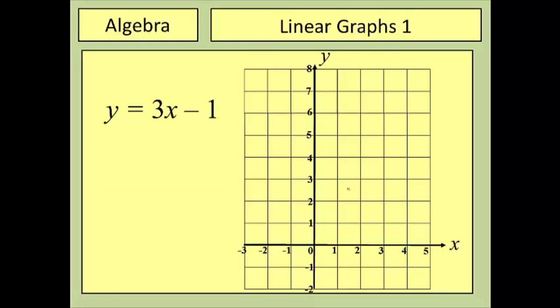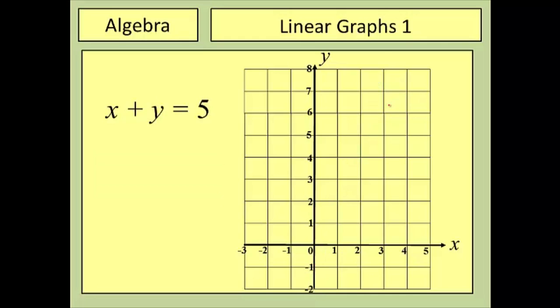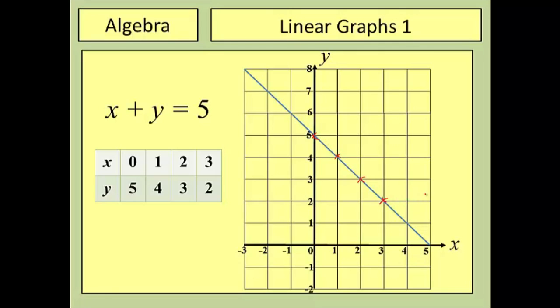Question number 2, your table of values should look like this, with the following points: 0, -1, 1, 2, 2, 5, and 3, 8, with your straight line graph looking like that. And the very final one, your table of values should look like this, with coordinates 0, 5, 1, 4, 2, 3, and 3, 2, and the line joining them up going through like so. Well done if you got all 3 of these correct.